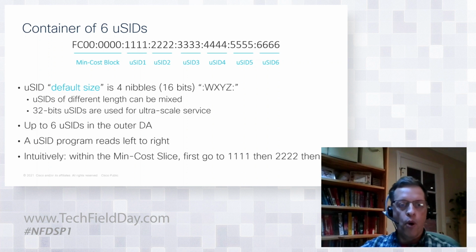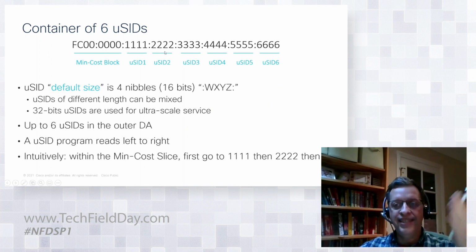And when you read the program, intuitively, you're going to say, with this address that we have in the picture, we're going to move in my block that minimizes the IGP metric, and then I'm going to follow the shortest path to the parent that owns the micro SID 111, and then I'm going to move to the parent that owns the micro SID 222, and so on, until I get to the node 666.